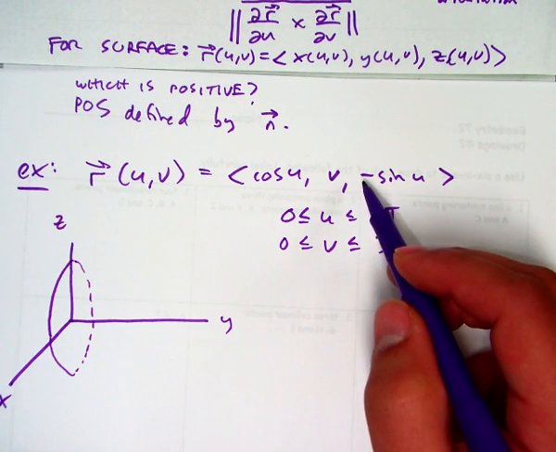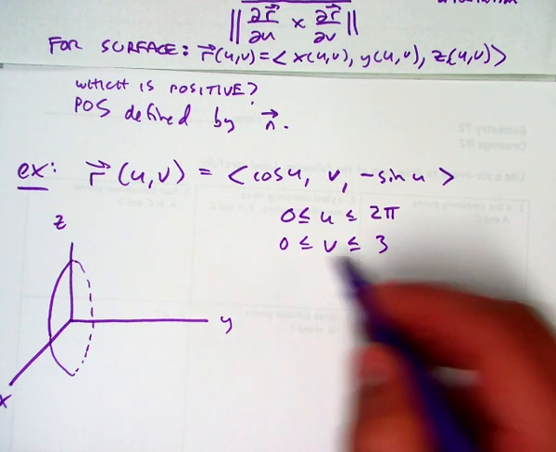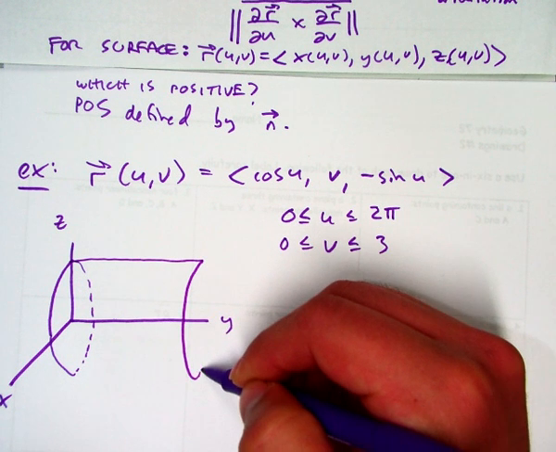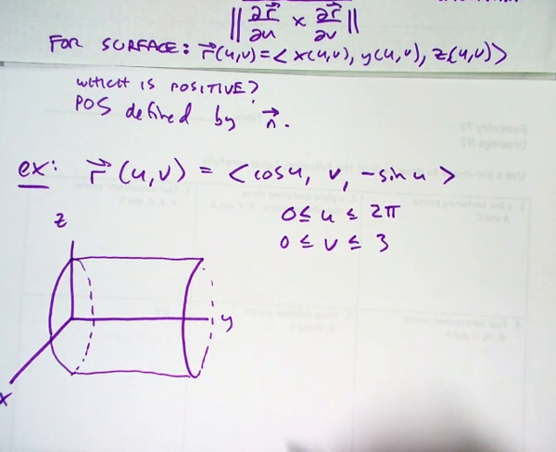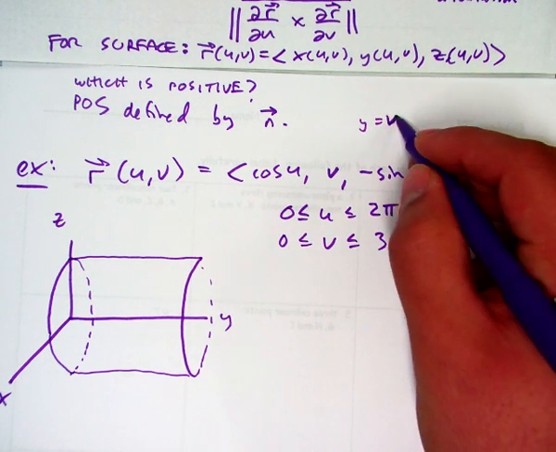And now we're just going to, since they tell us that v is from 0 to 3, extrude that circle along the y-axis, since y equals v, from 0 to 3.